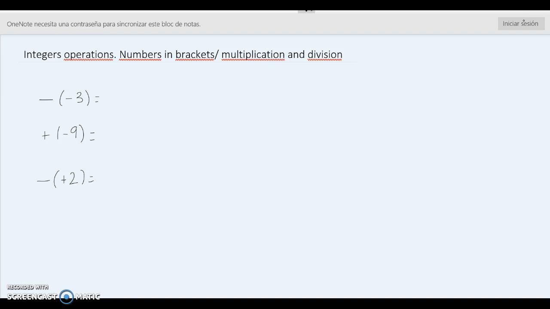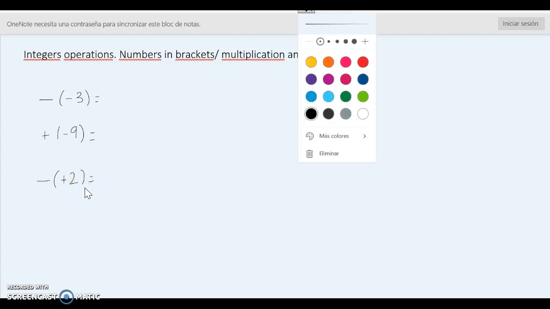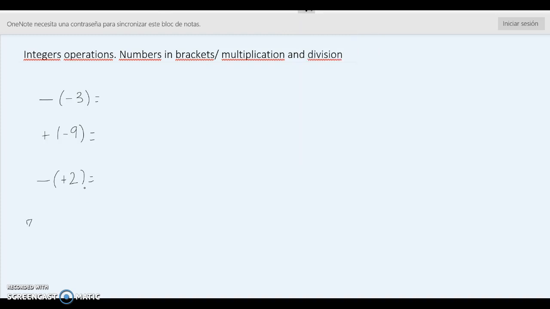You can have negative, open brackets, negative 3, close brackets, positive, open brackets, minus 9 or negative 9, close brackets. And here is another example: minus or negative, open brackets, positive 2, close brackets. Okay, so to do these operations, to remove the brackets, okay, remove is the same as eliminate.